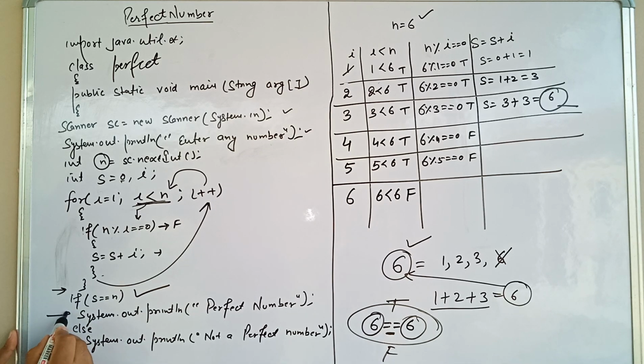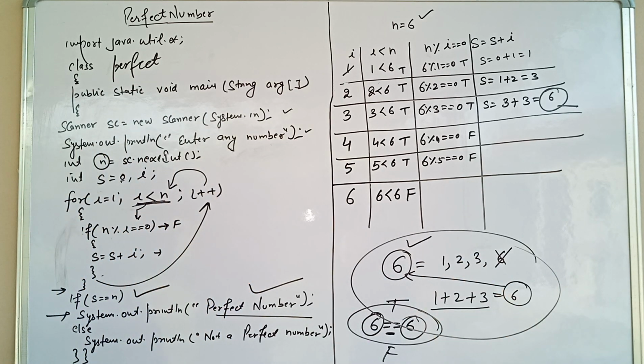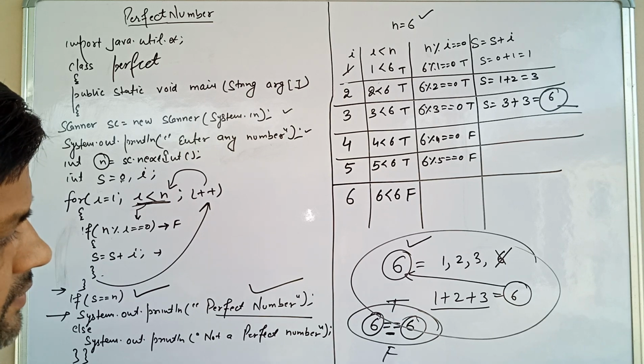So if it is true, what will be printed? System.out.println perfect number. So what will be the output for n is equal to 6? Perfect number, which is correct. As I already told, this is the logic to prove 6 as a perfect number.